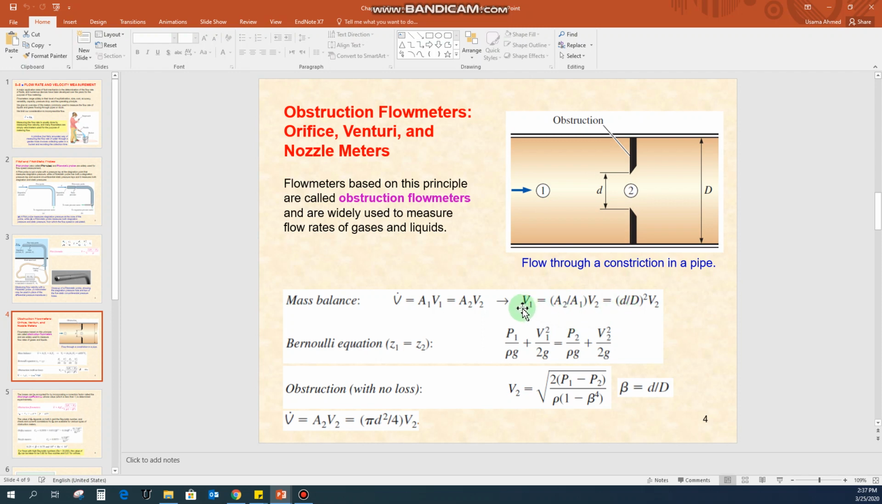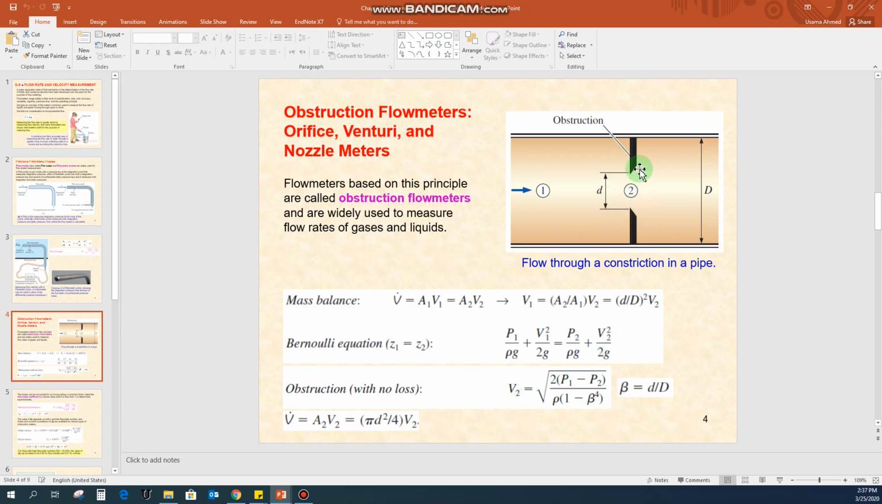So V1 can be written in the form of V2, having some information about the diameter. So this is the first equation that we get in terms of the velocity. Then we can use the general energy equation or the simplified Bernoulli equation, and we apply the assumptions on this equation. So the height at Z1 and Z2 is equal, so we can remove the height factor from here, and then we can simplify this equation in the form of V2 velocity.